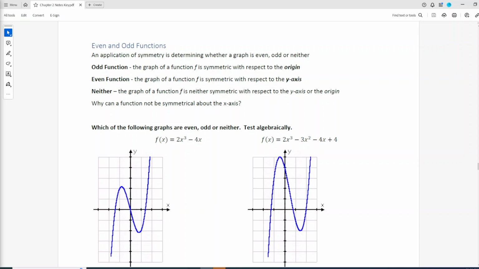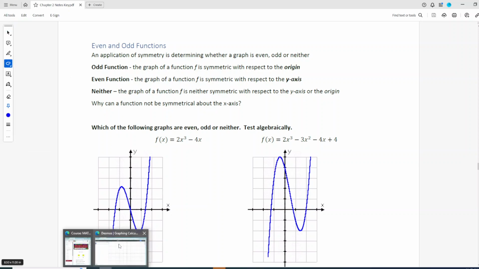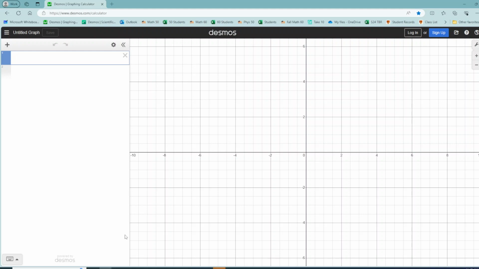The next part we're going to look at is sort of an exploration of symmetry and what to expect with certain types of functions. The thing that we're going to discuss here is even and odd functions. So I'm going to switch over to Desmos for a second, and I'm going to graph a whole bunch of odd functions, and you're going to see if you can tell me something you notice.